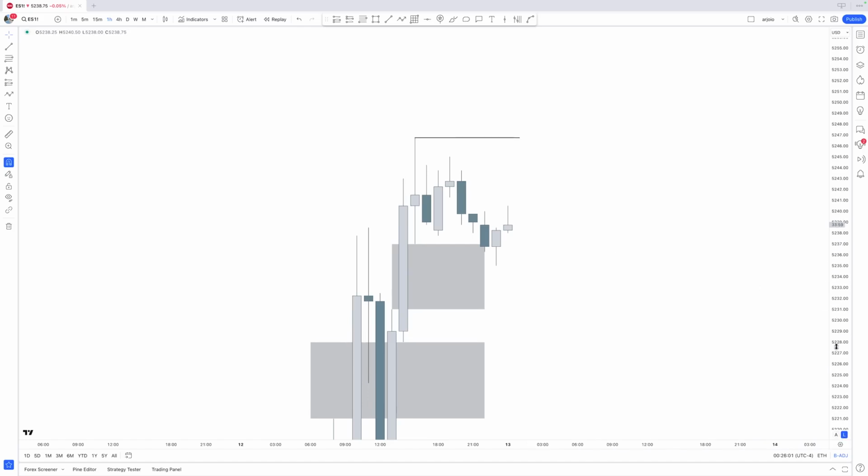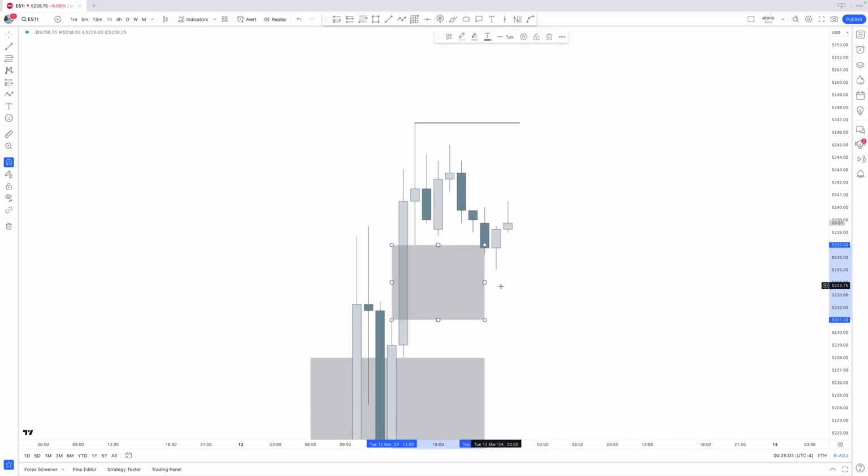So for example, if we expect this PD array right there to hold, again, we need time to support it. So currently I would not want to trade off of that PD array, but that PD array is where we would now look for our entry pattern. And time frames are going to depend on what type of trader you want to be.